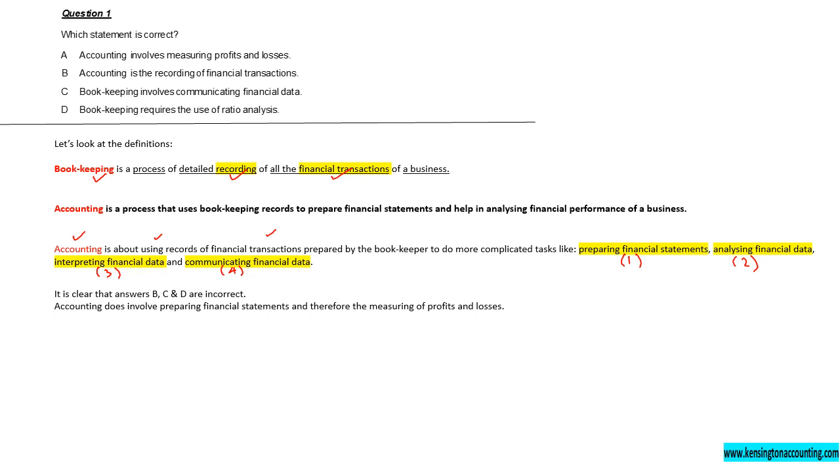A, it says accounting involves measuring. Measuring, yeah, that's preparing financial statements. So that looks okay. B, accounting is a recording. No, it doesn't record. That's bookkeeping. That's wrong. C, bookkeeping involves communicating. No, communicating is the function of accounting. So that's wrong. D, it says bookkeeping uses ratio analysis. So analysis, no, that's accounting, that's not bookkeeping. Therefore, the correct answer is A.